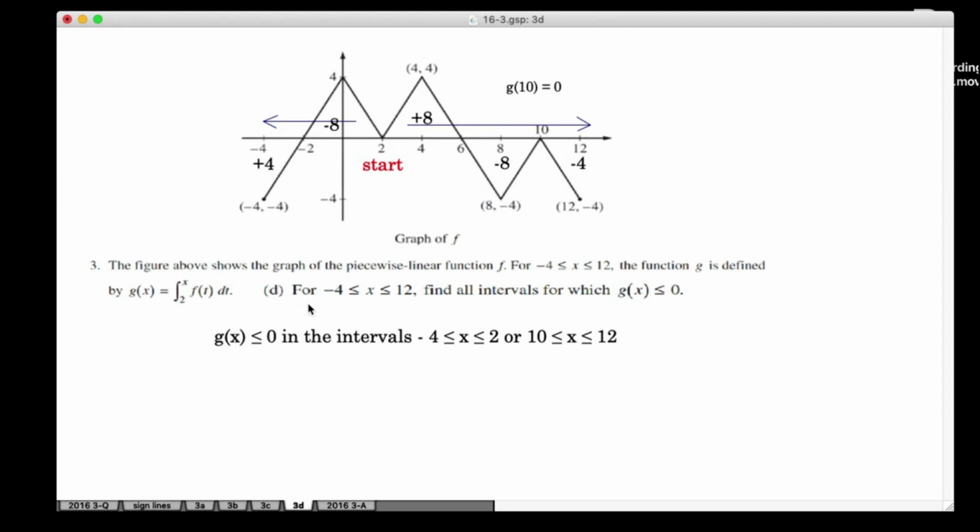This last part says, on this whole interval from -4 to 12, find all intervals for which g of x is less than or equal to 0. So we want to know where g of x is negative or equal to 0. That means, remember, g of x is equal to the definite integral from 2 to x. So see this net signed area under this curve here, okay?